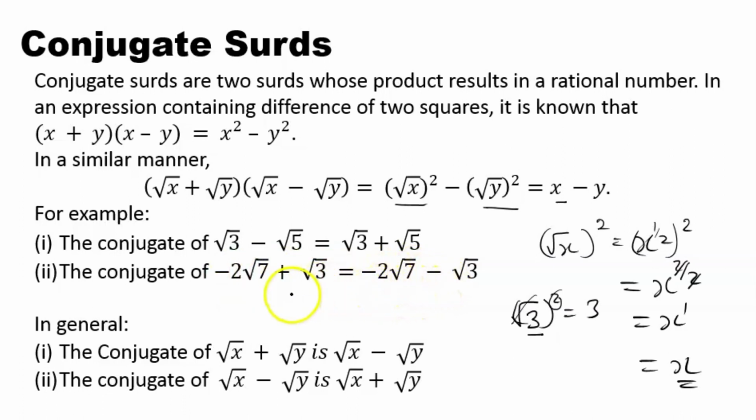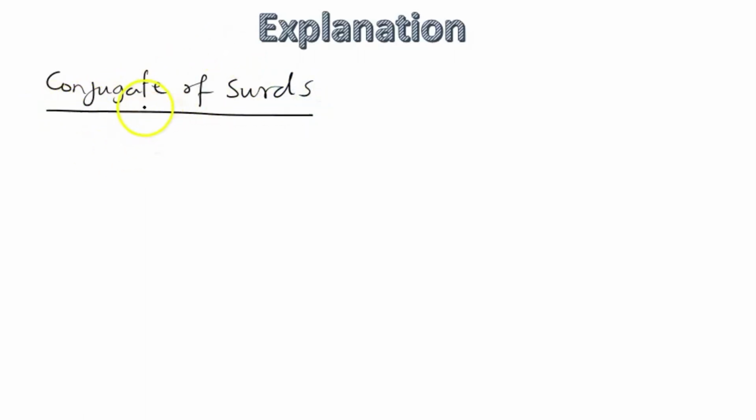In other words, what are we checking? We are checking the sign in between them. The sign in between them is what you are going to change. Once you change it to the opposite, then you have actually gotten the conjugate of that surd. I want to throw more light on this. Let's look at some examples. Let me explain something about the conjugate of surds. The conjugate of surds is very important and very easy, because if you don't know the conjugate of a surd, you will not be able to rationalize properly.